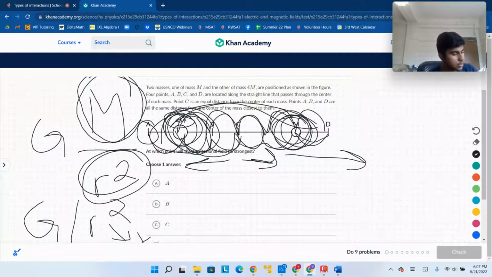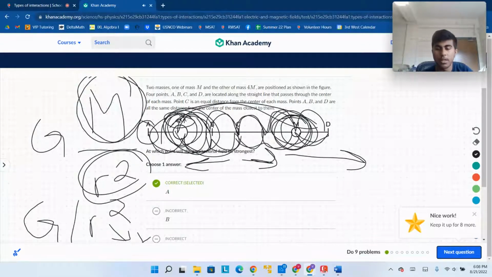So that gives us A is 4x plus x over 25, B is 4x minus x over 9, C is 4x over 4 minus x over 4, and D is 4x over 25 plus x. A and D have a plus because they're both going in the same direction. B and C are going in opposite directions, so you have to subtract them. The one with the biggest value is 4x plus x over 25, or point A. So that's going to have the greatest gravitational field, and we can keep going to the next question.